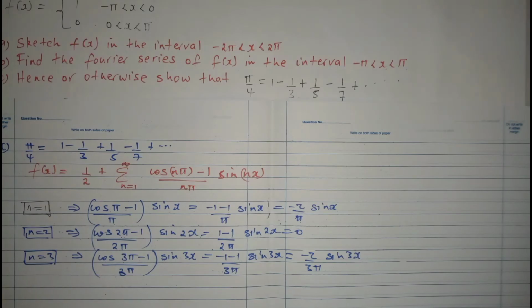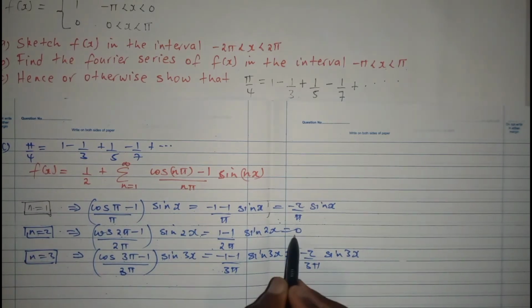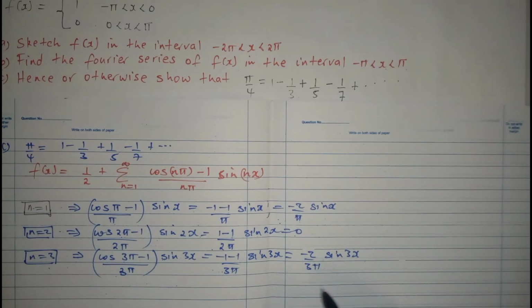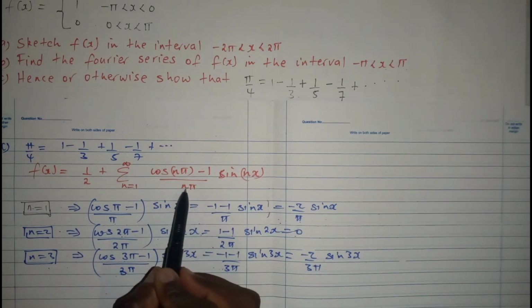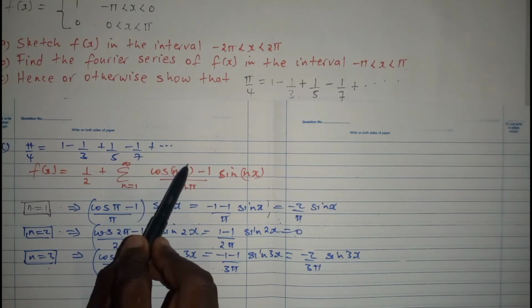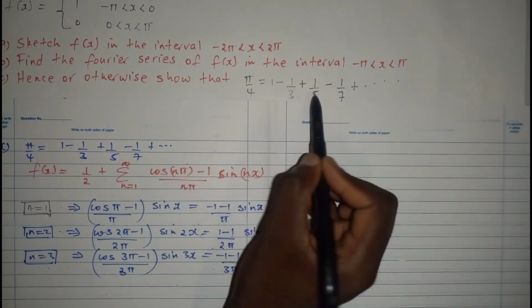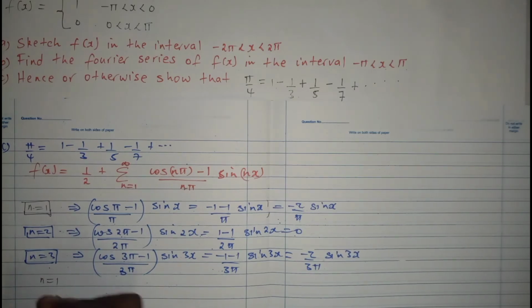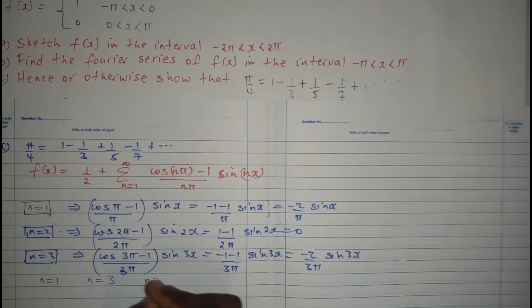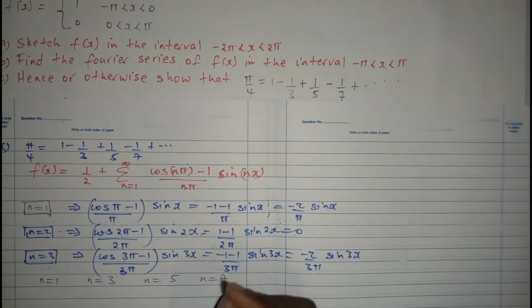When n is even, we're going to get 0. When n is odd, we're going to have 1 over n, and here we're going to have negative 2. So from here, we know we need 3, we need 5, we need 7. That means we want n equals 1, n equals 3, n equals 5, and n equals 7. Okay?